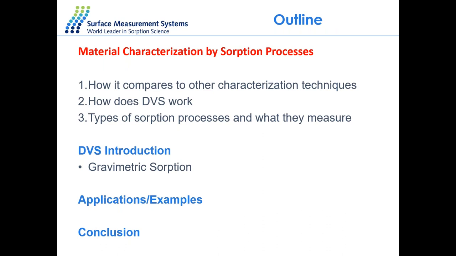So what we're going to talk about today is how do we use DVS to characterize these parameters. We're going to look at the general concept of DVS, how do we run an experiment with DVS, and then how can we use the data collected on this type of sample to extrapolate information in regard to the material itself.